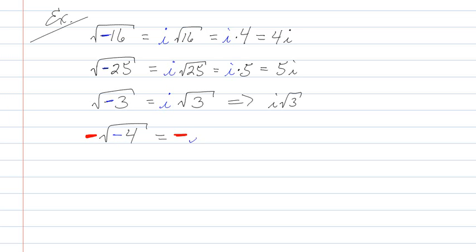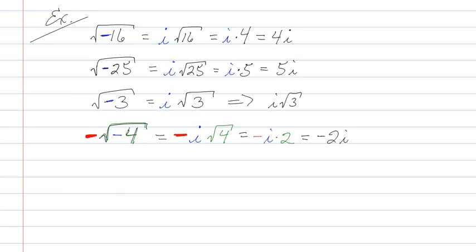We turn that into an i, and then we're left with the square root of 4. So that's going to equal, again, this is our negative i times the square root of 4, which is 2. So I have negative times i times 2, so negative 2i. That's about as crazy as those guys get.